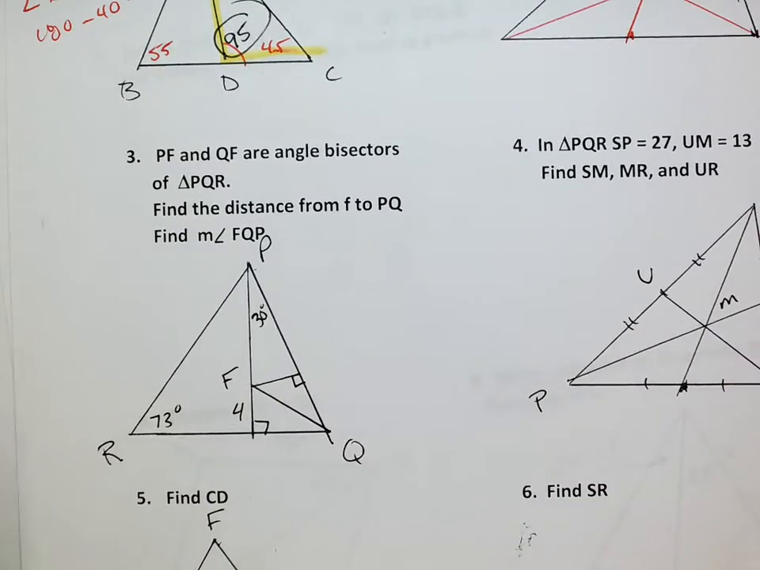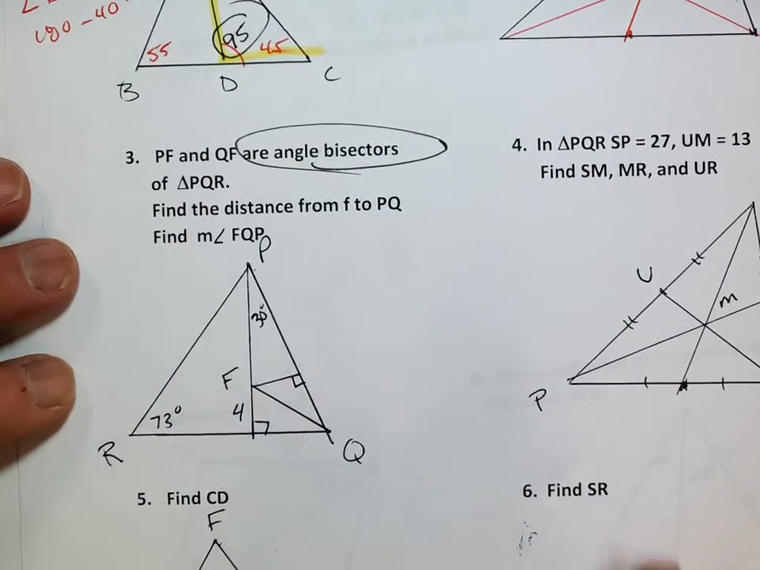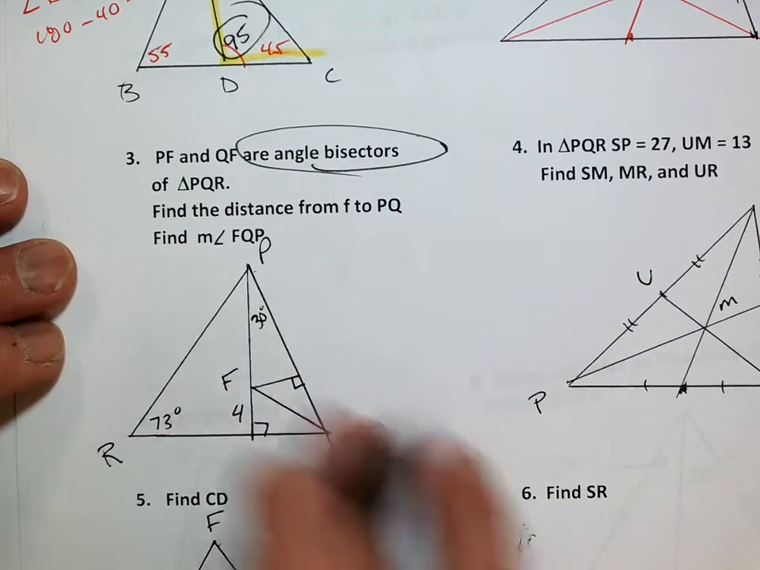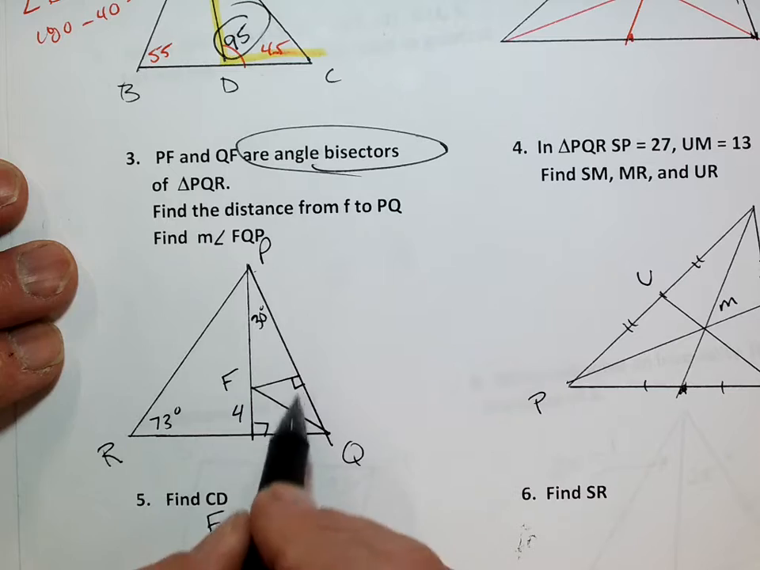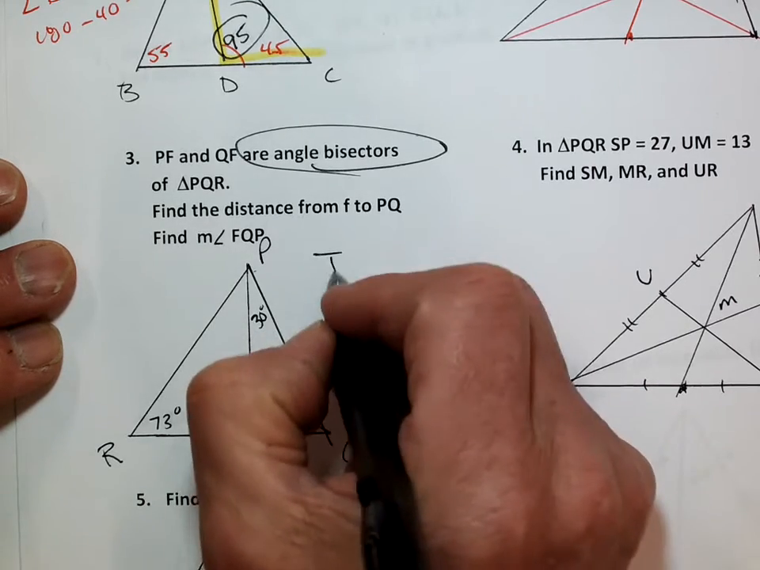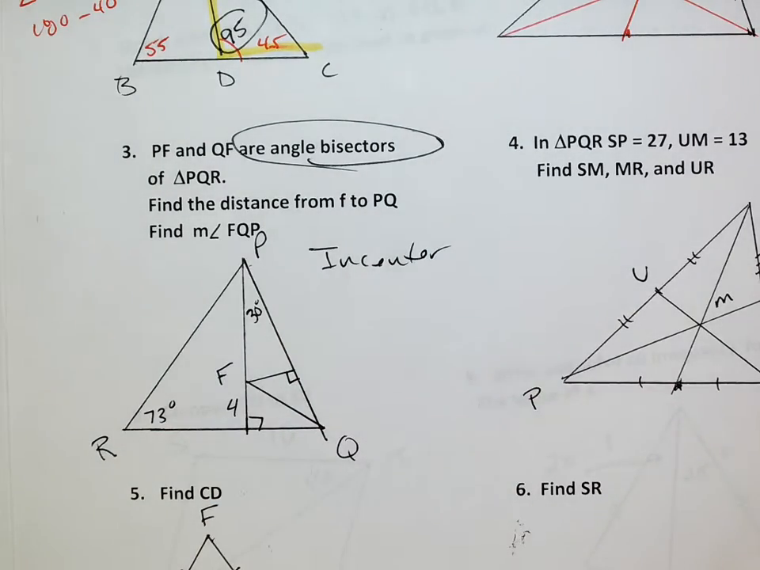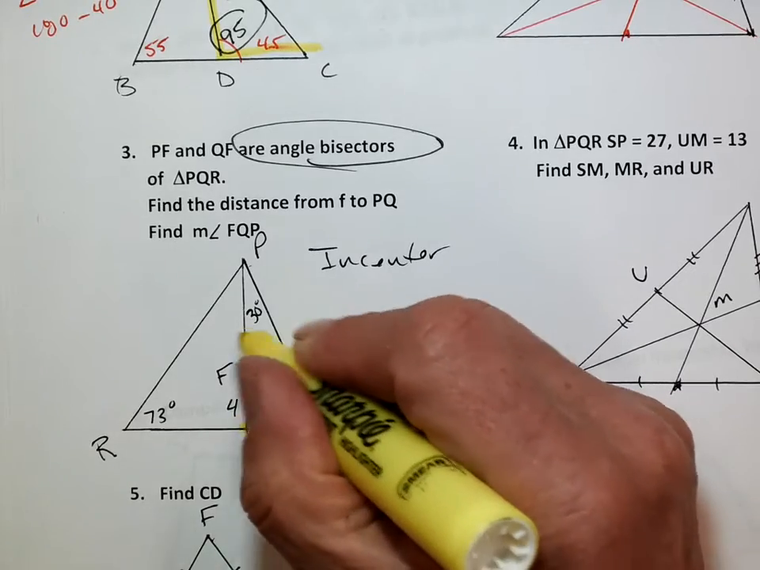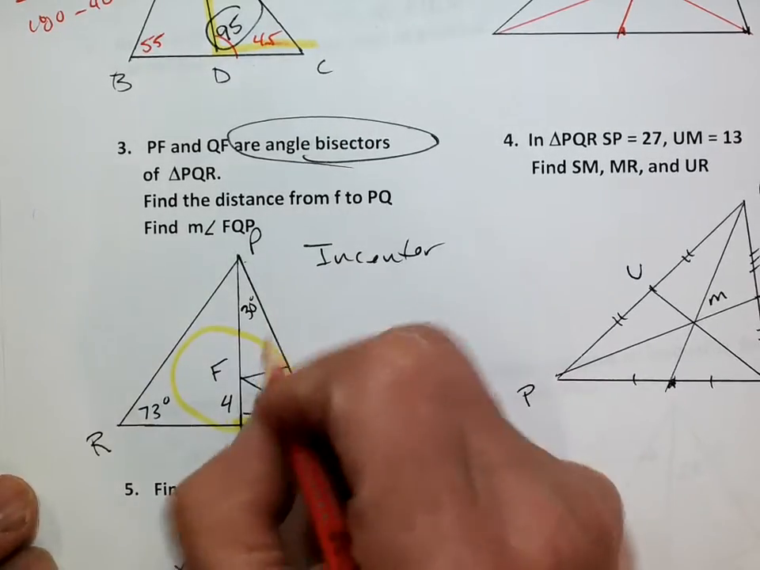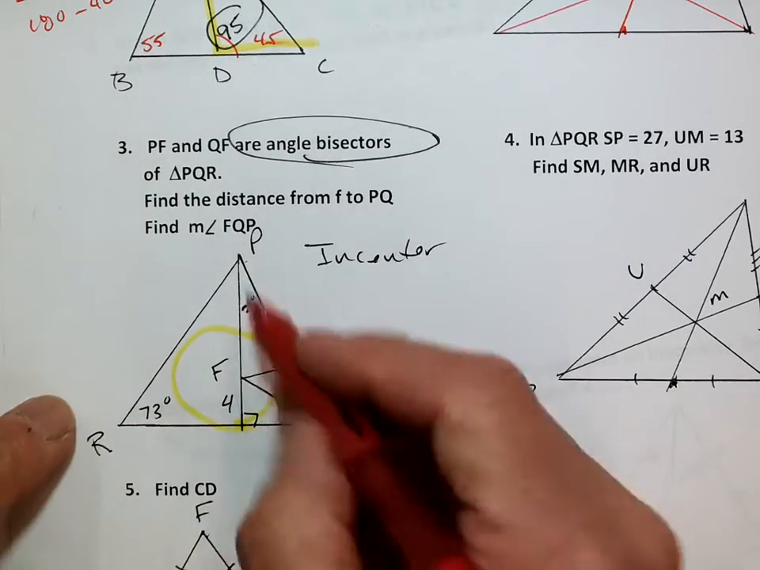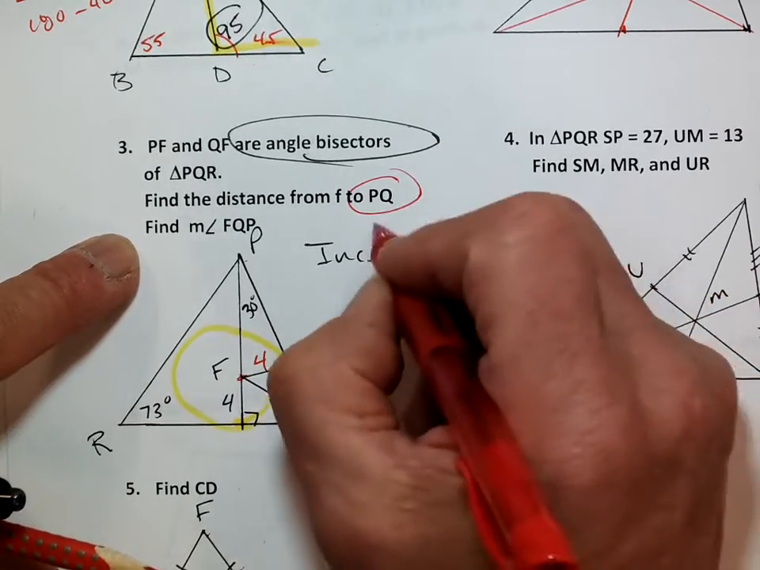Okay, number three. To do number three, I need to read some important words. Angle bisectors, right? If that's an angle bisector and that's an angle bisector, then what I really have is the incenter. What I know about the incenter is that I drew in the circle, and I'm not very good at drawing it, I'm not much of an artist, but I do know that these have to be equal. So if that's 4, then that's the radius of the same circle, and that's also 4. So I know that PQ is 4, okay?